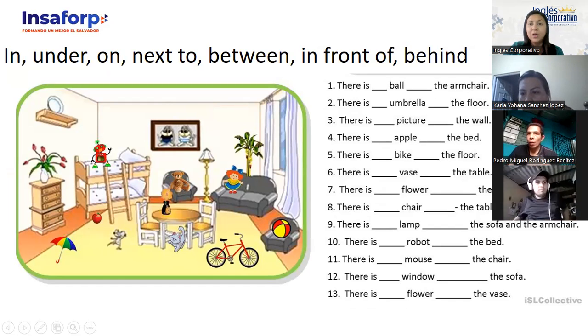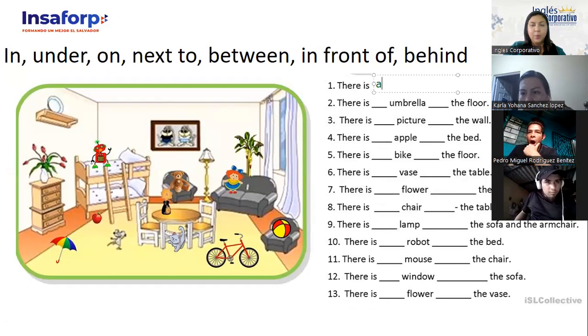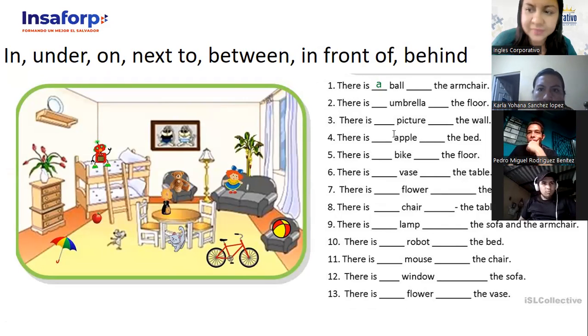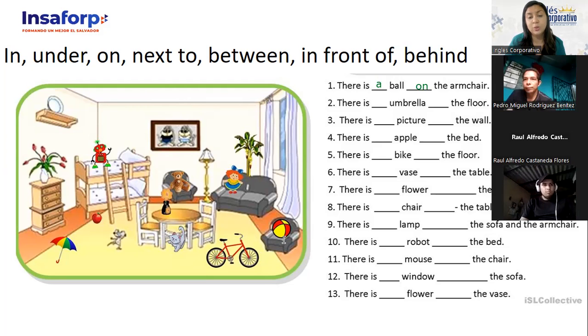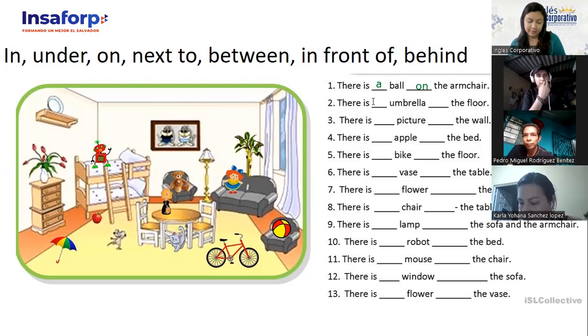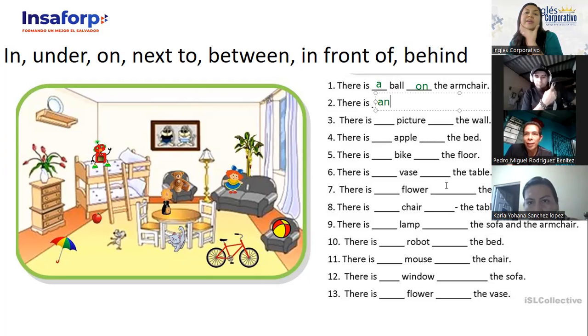Number one, there is a ball. There is significa hay. There is a ball. ¿Dónde está la bola? One, on. On the arm, yes, on the arm. On the sofa. This is the armchair. The armchair, porque cuando es solo uno, armchair. Para dos o más, sofa. Number two, there is an umbrella. There is an umbrella. Where?